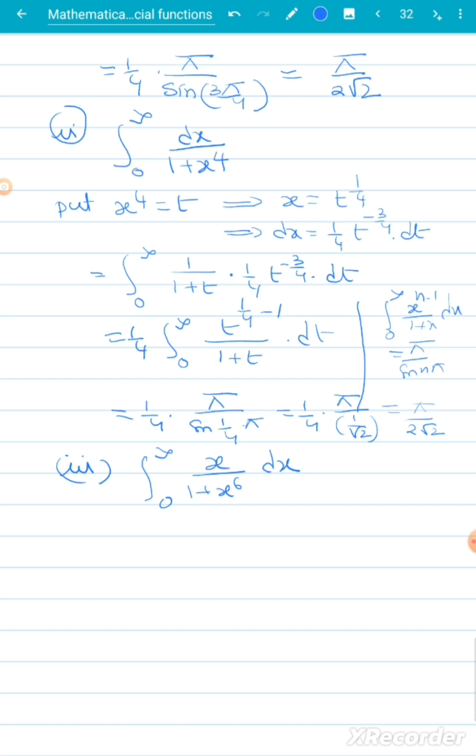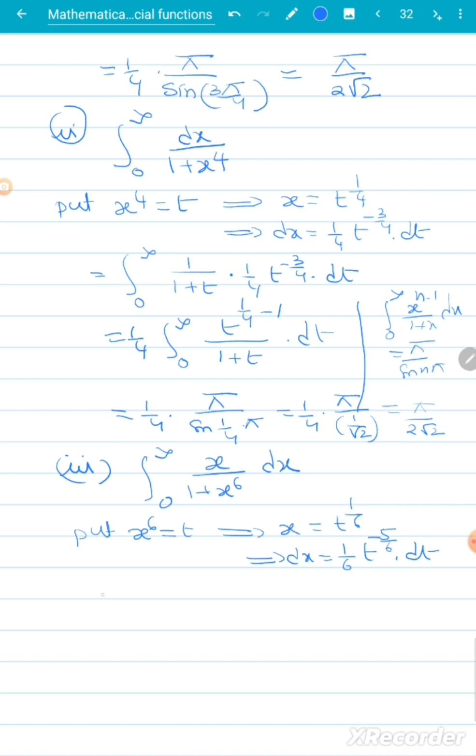Same method. Put x to the power of 6 is equal to t. This implies that x is equal to t to the power of 1 by 6. This implies that dx is equal to 1 by 6 into t to the power of 1 by 6 minus 1, that is minus 5 by 6, into dt.